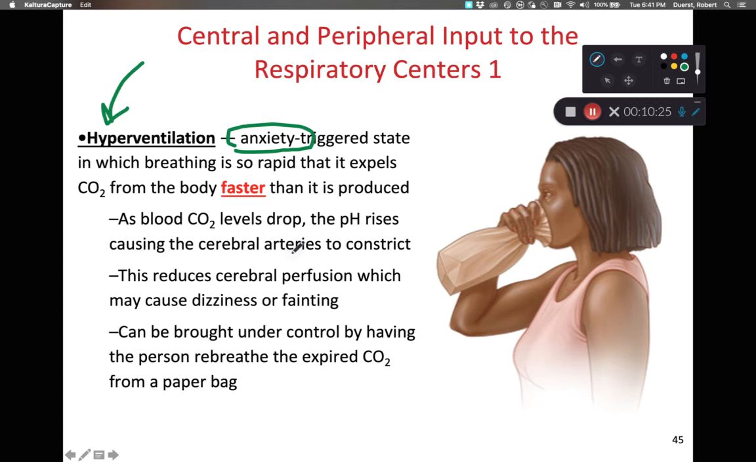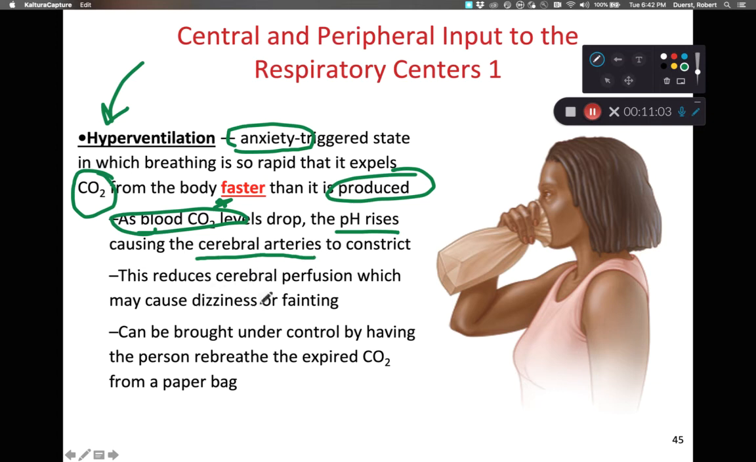And the key definition for hyperventilation is that we breathe in and out so rapidly that we get rid of CO2 from our body faster than we make CO2. And if we get rid of the carbon dioxide faster than we generate it, then we lose carbon dioxide homeostasis. Blood carbon dioxide levels drop. As we have a drop in the blood carbon dioxide levels, the pH levels are going to increase. pH becomes more basic.